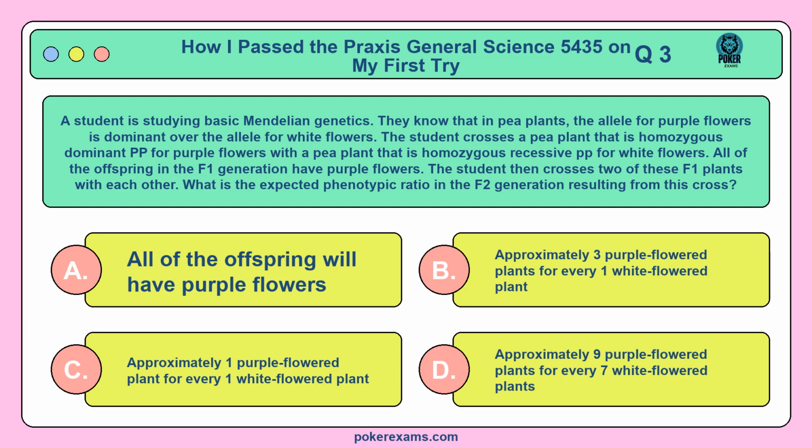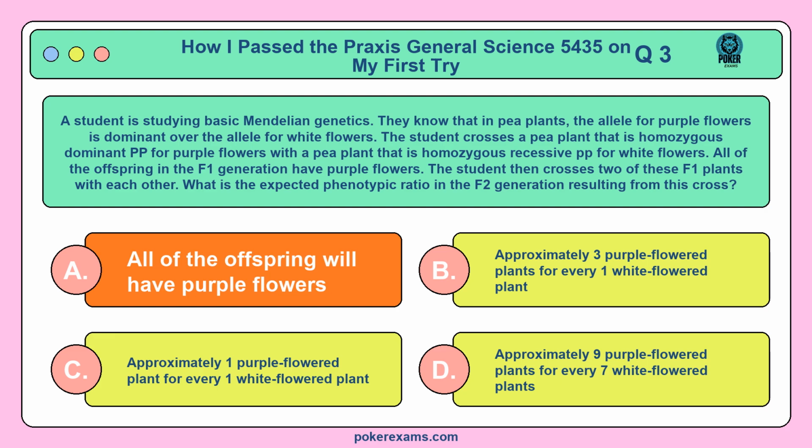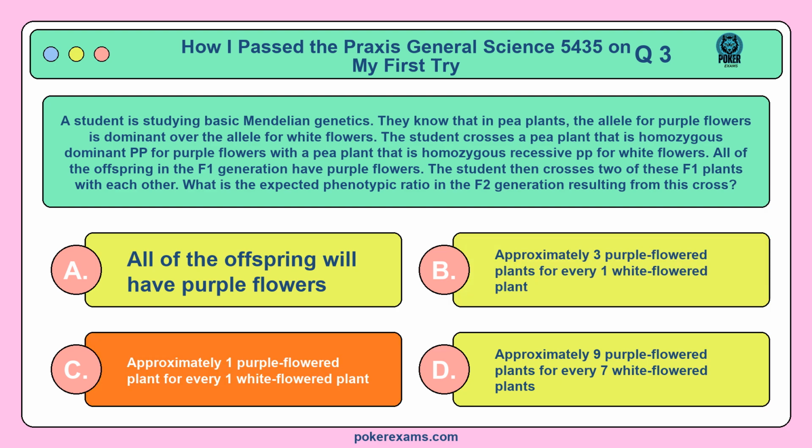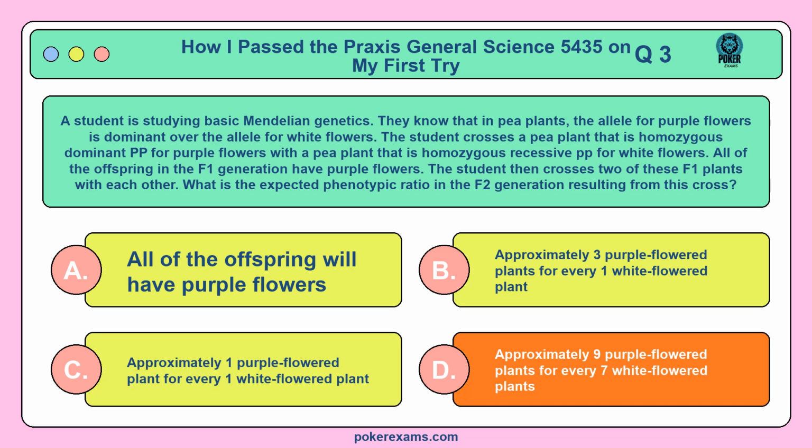Is it? Option A. All of the offspring will have purple flowers. B. Approximately 3 purple-flowered plants for every 1 white-flowered plant. C. Approximately 1 purple-flowered plant for every 1 white-flowered plant. Or D. Approximately 9 purple-flowered plants for every 7 white-flowered plants.